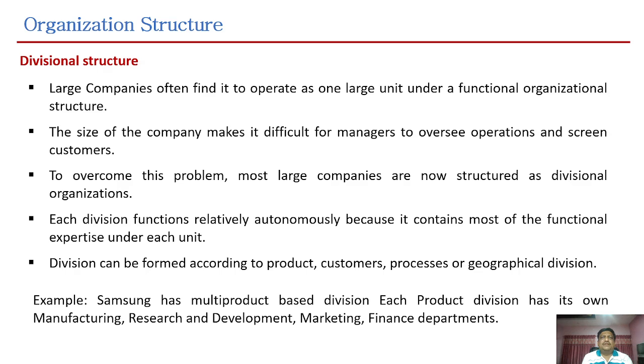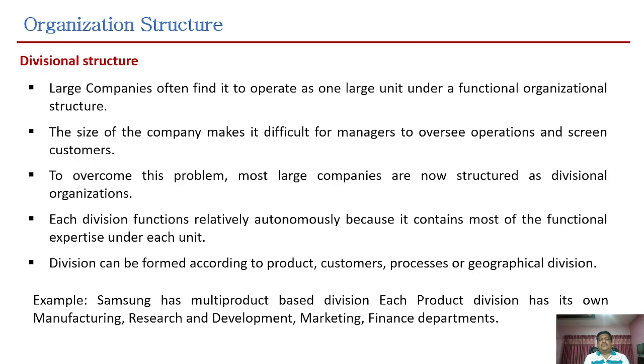So in each division we have the functional organization under that division. Divisions can be formed according to product, customer, process, or geographical division. Many companies spread all across India have regional divisions, such as a western division, southern division, and eastern division. Like this, we have these divisions. So this type of organization structure is also there.